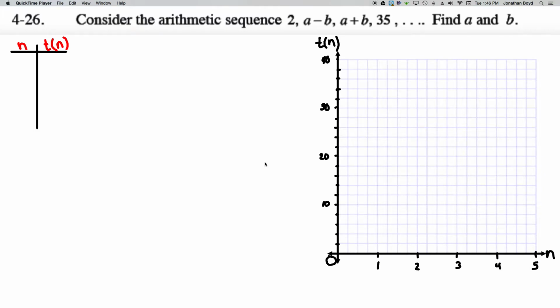Problem 4-26 says consider the arithmetic sequence 2, a minus b, a plus b, 35, and so on. Find a and b.